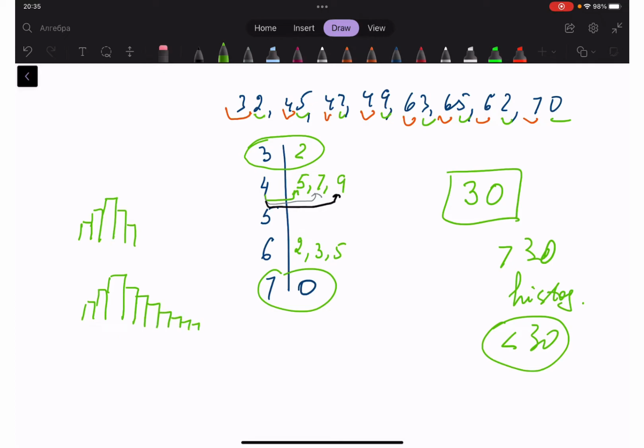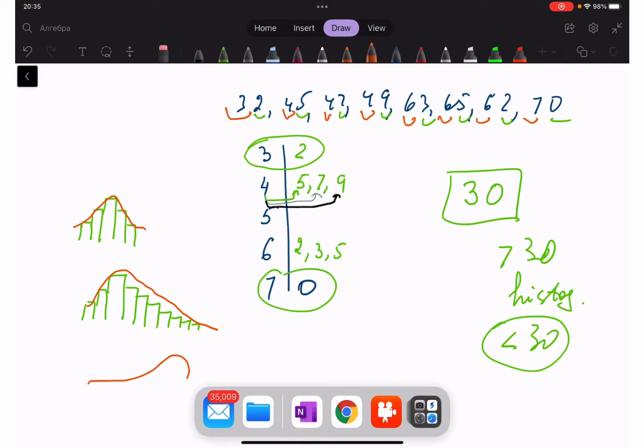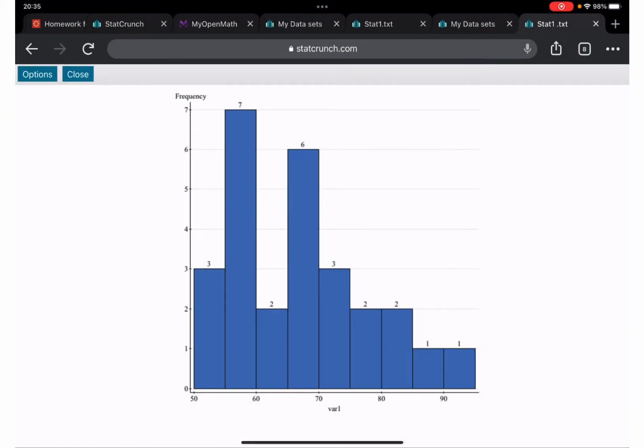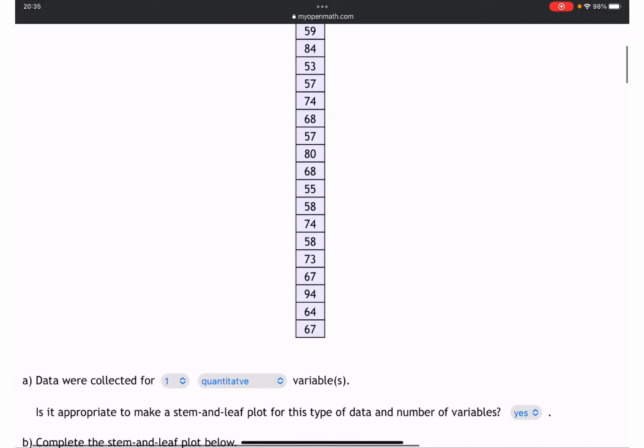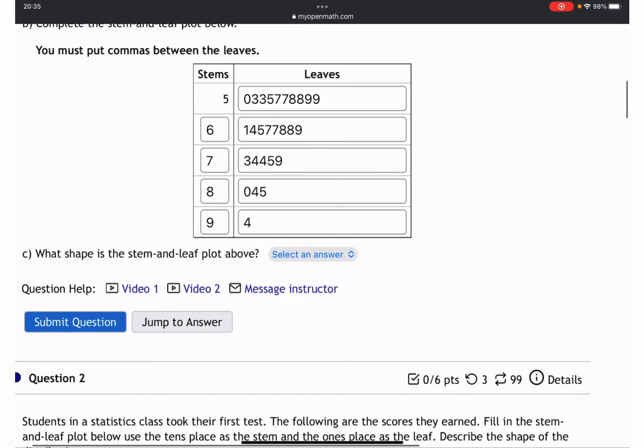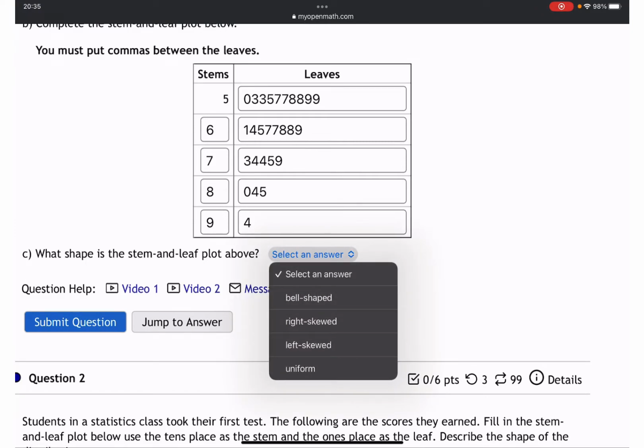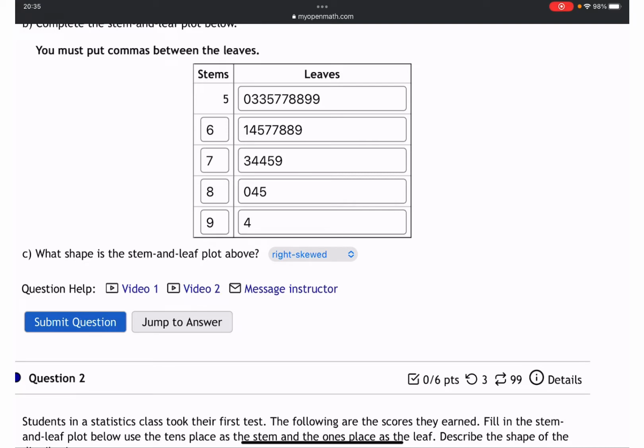And skewed to the left. So this one it's going to be skewed to the right. This is bell shape. And I'm not going to draw the whole histogram, but skewed to the left is going to be like this. Okay, so looking at this histogram, we can say it's skewed to the right. Yes? Okay. We are picking right skewed. Okay, now let's submit questions, see how we did.